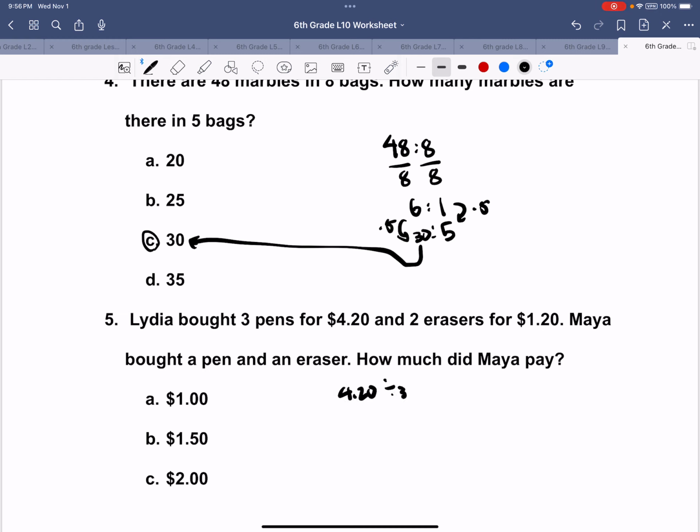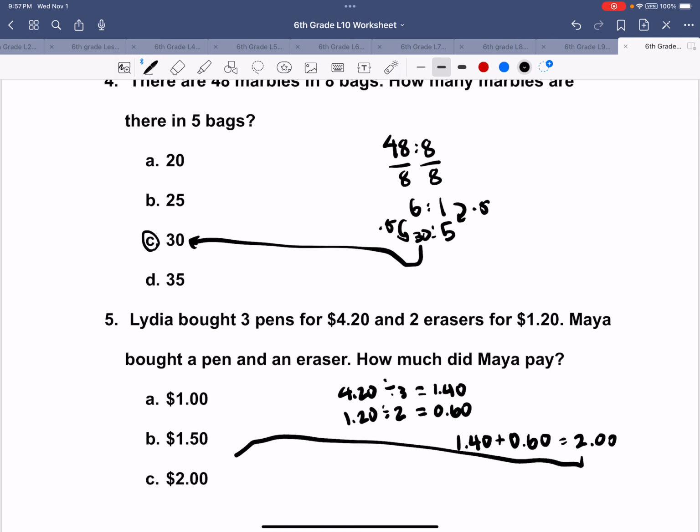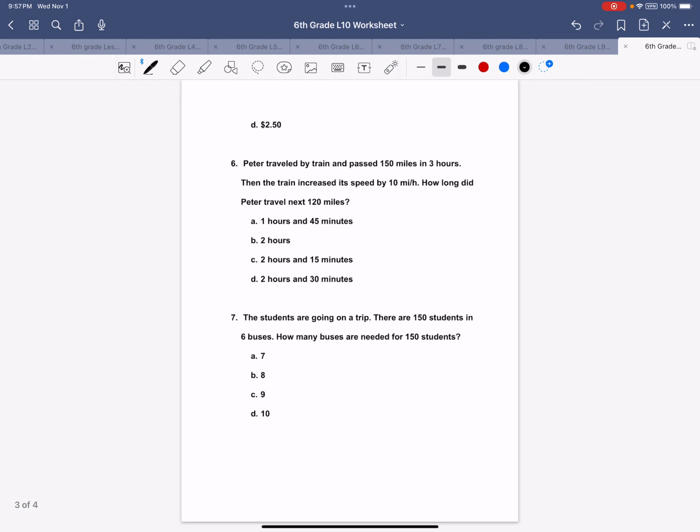So dividing by 3 here, because we want the cost of 1 pen, gets us $1.40. And we want to divide by 2 here for the cost of 1 eraser, and this gets us 60 cents. And it says Maya bought a pen and an eraser, so we just add $1.40 with 60 cents to get $2. And that is choice C.